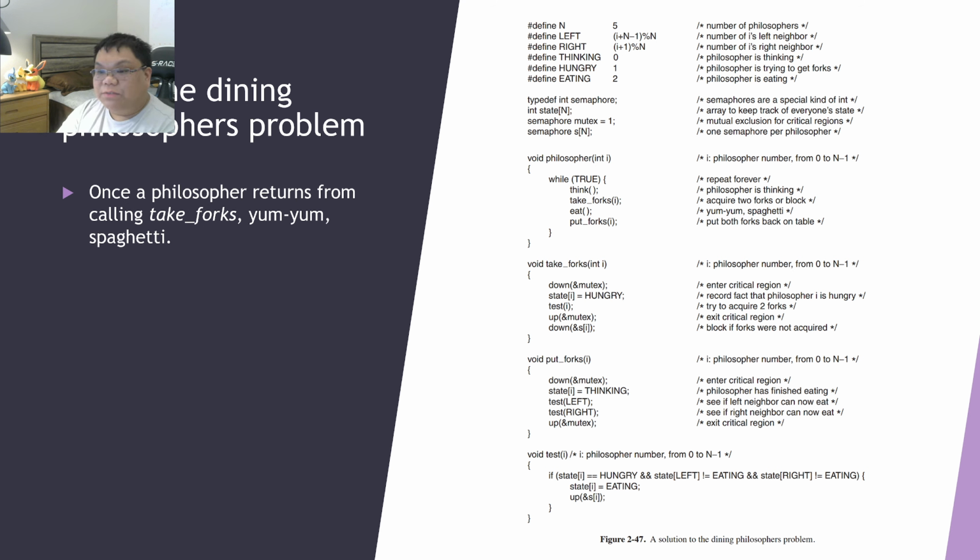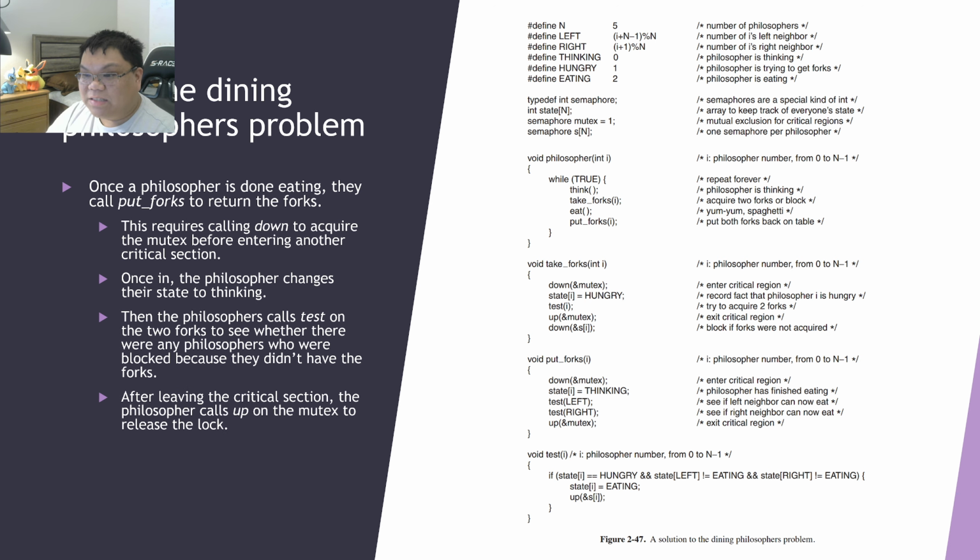Once a philosopher returns from calling take forks, yum yum spaghetti. Once a philosopher is done eating, they call put forks to return the forks. This requires calling down to acquire the mutex before entering another critical section. Once in, the philosopher changes their state to thinking. And then, the philosopher calls test on the 2 forks to see whether there were any philosophers who were blocked because they tried to acquire a fork that was already in use. After leaving the critical section, the philosopher calls up on the mutex to release the lock.